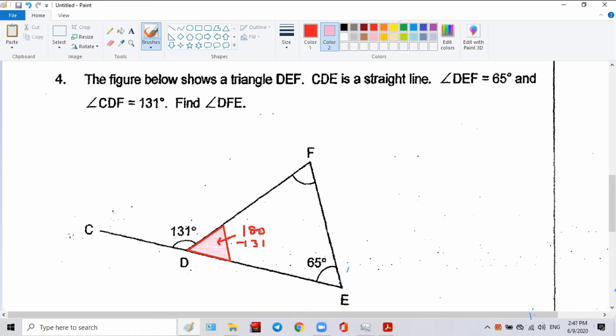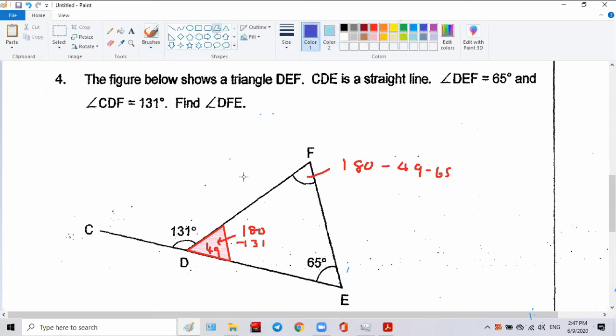Have you kept the calculator, please? What did you get? 49. Okay, then I'm sure you know how to find the angle. So it's 180 minus 49 minus 65. Why? Because this is a triangle. Do you understand why? It is a triangle.